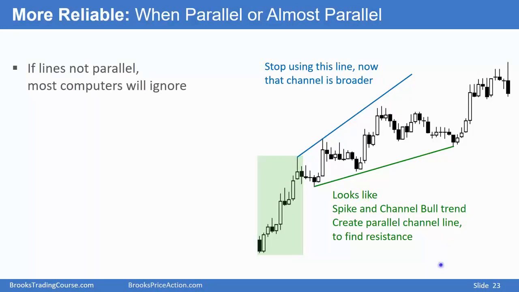Lines have to make sense. They have to look good, and if they don't, computers will ignore them. Initially, you draw a line with this low, that low. Once the market goes below the line and starts to reverse up, you use this low and that low.